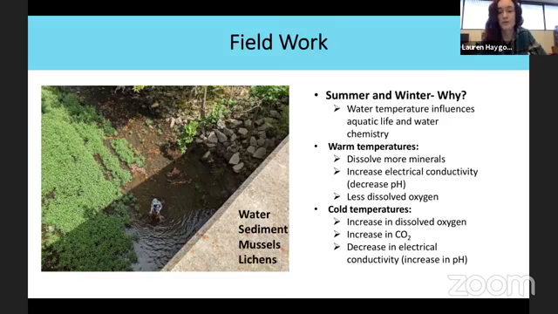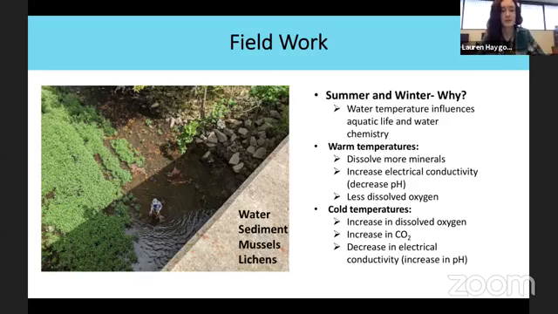So in warm temperatures, we can dissolve more minerals. So minerals are what composes rocks. So we can dissolve more of that, which means we're putting more elements, metals, whatever's in those minerals into the water system. We increase electrical conductivity, which decreases the pH. So electrical conductivity is a measurement of the total amount of ions in water. And so pH is the measurement of hydrogen ions in water. And so if we're increasing electrical conductivity and the total amount of ions in our water, that means we're also going to be increasing the total amount of hydrogen ions in our water.